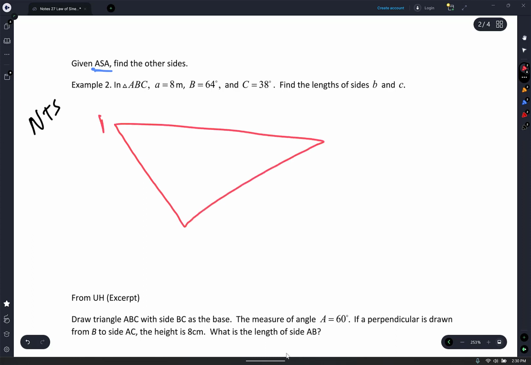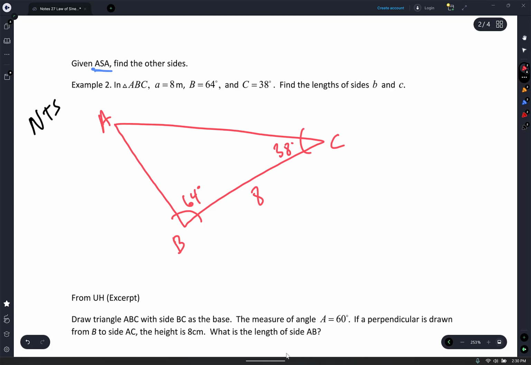I'm going to call this A, B, and C. I didn't draw anything horizontal like on the base here. So little a is 8, so this is 8. Angle B is 64 degrees, so 64. And angle C is 38 degrees.